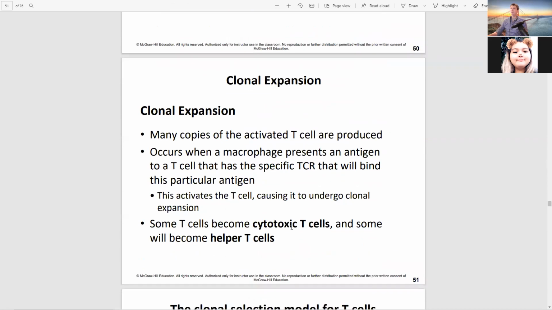So clonal expansion, many copies of the activated T cell are produced. Occurs when a macrophage presents an antigen to a T cell that has a specific TCR that will bind this particular antigen. This activates the T cell, causing it to undergo clonal expansion. Some T cells become cytotoxic T cells, and some will become helper T cells.